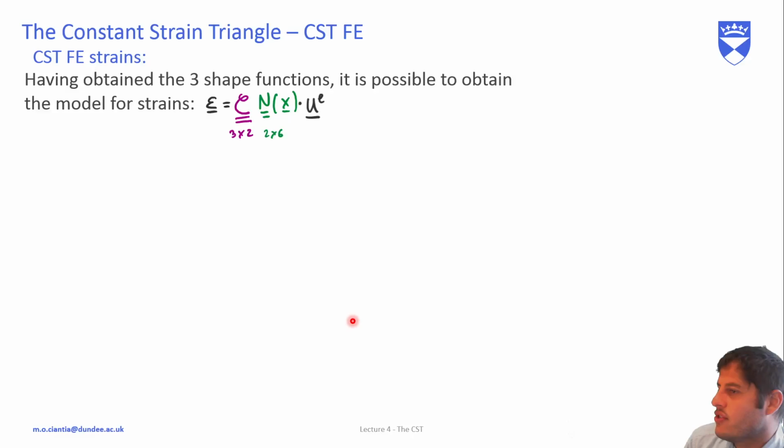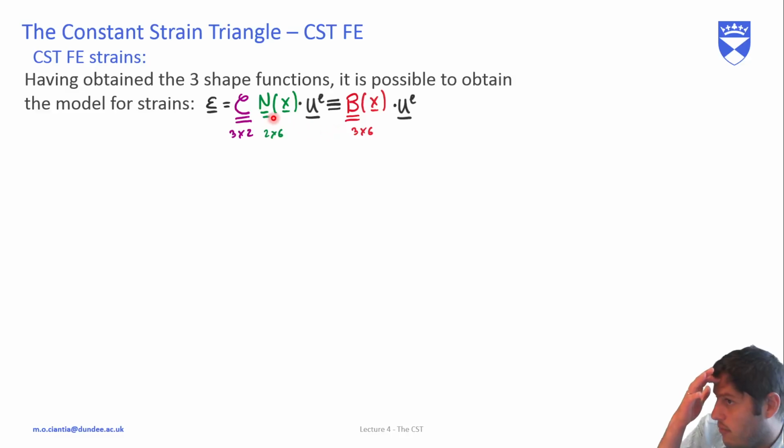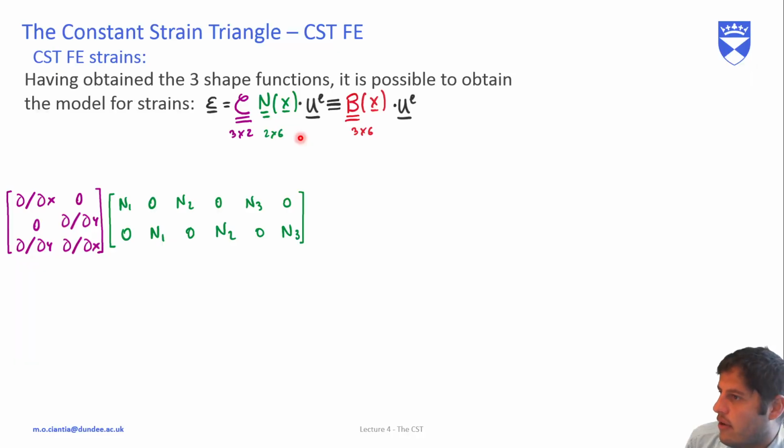So having obtained the three shape functions, we can then obtain the model for strains. In fact, we know that the strain is equal to this differential operator times the displacement. But this displacement inside the finite element is N times u. So we can then obtain our B matrix, that was basically the differential operator times our shape function. And this in generic terms, but now we have actually calculated our shape function for the CST. So let's calculate what this operation looks like.